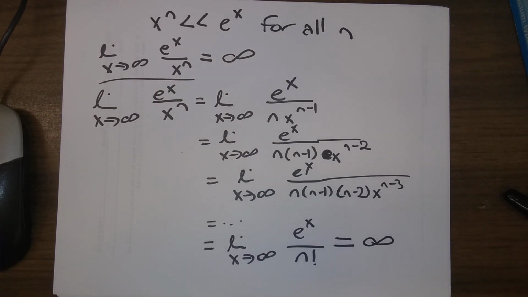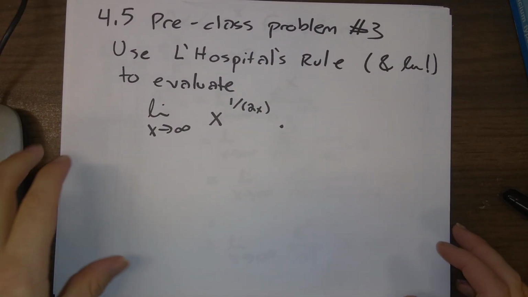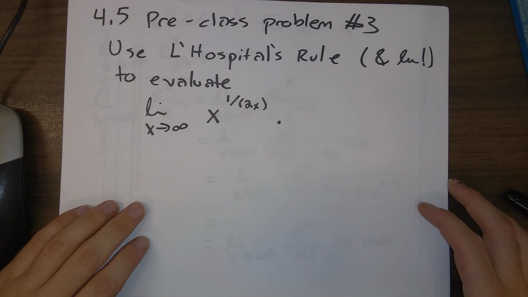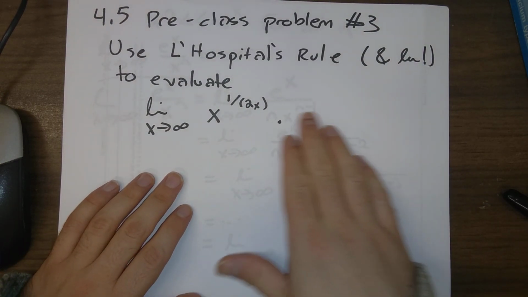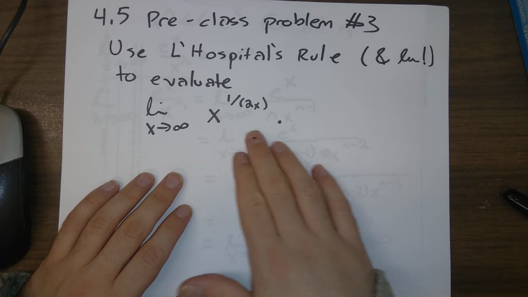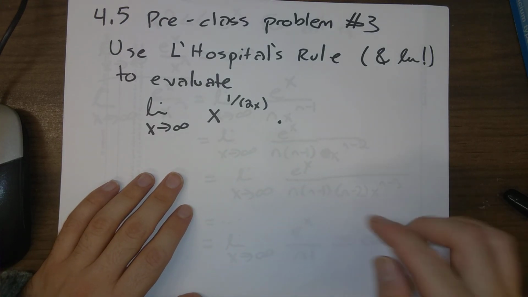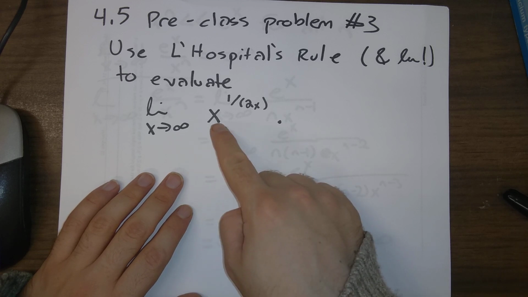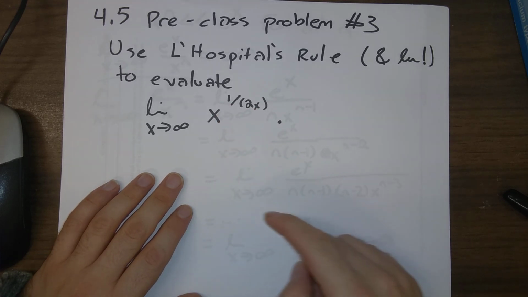Okay, so let me end this video. I actually should have put this pre-class problem at the end of the previous video. My apologies, but here's our final pre-class problem. So you want to do this similar to the previous video. Take natural logs to be able to evaluate the limit as x goes to infinity of x to the 1 over 2x.